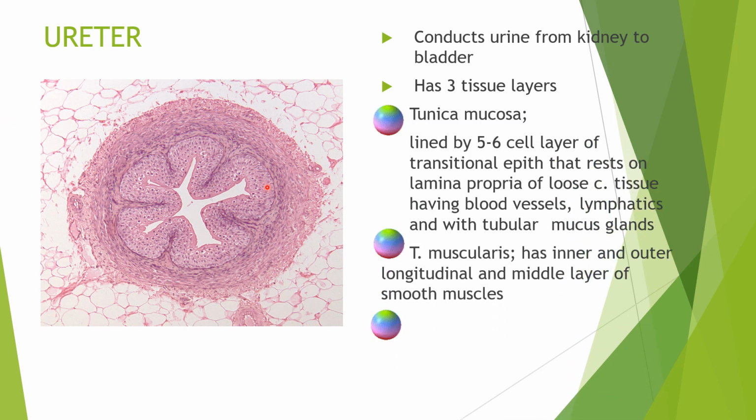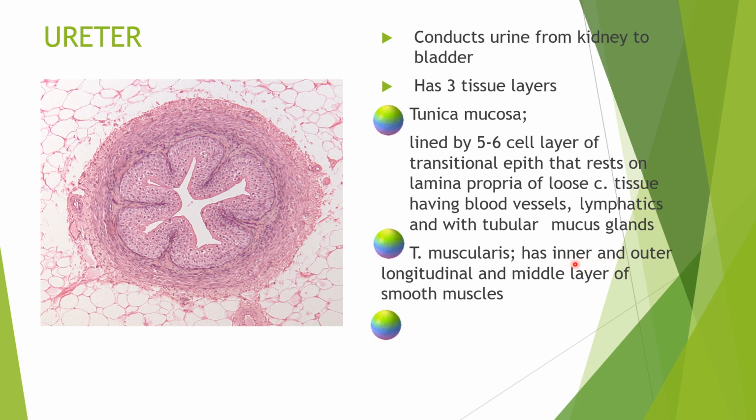So first is the ureter. This ureter conducts urine from the kidney to the bladder, and it has three tissue layers. The innermost layer is the tunica mucosa, which is lined by the transitional epithelium, with 5 to 6 cellular layers which rest on a basement membrane. This ureter has a star-shaped lumen, and outer to this transitional epithelium is the lamina propria, which contains nerves, blood vessels, lymphatics, etc.